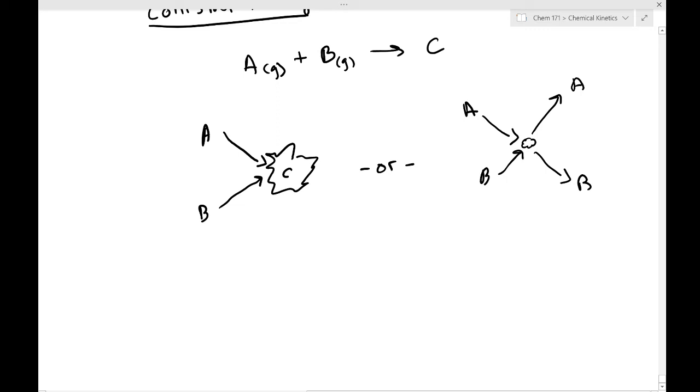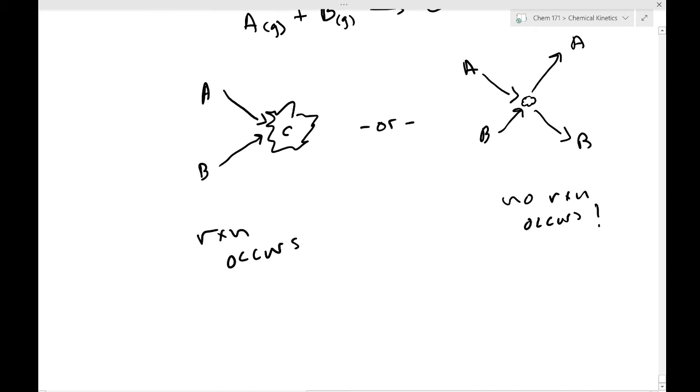Let's look at it from left to right. In this case, a reaction occurs between A and B. In this case, no reaction occurs. And this is simply due to the fact that there's not enough energy to overcome EA.